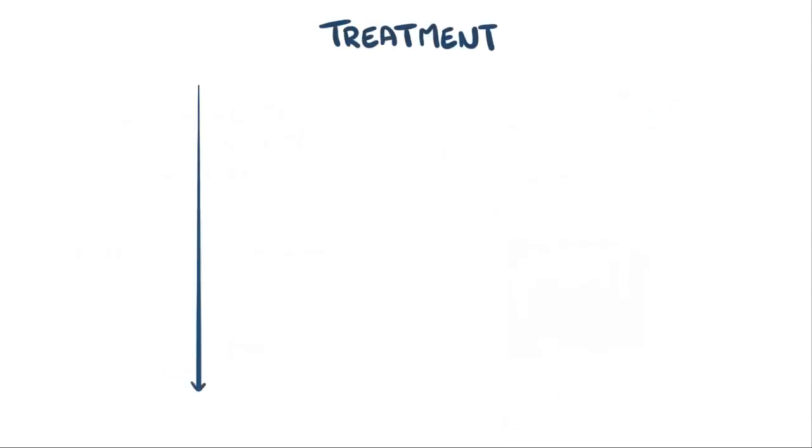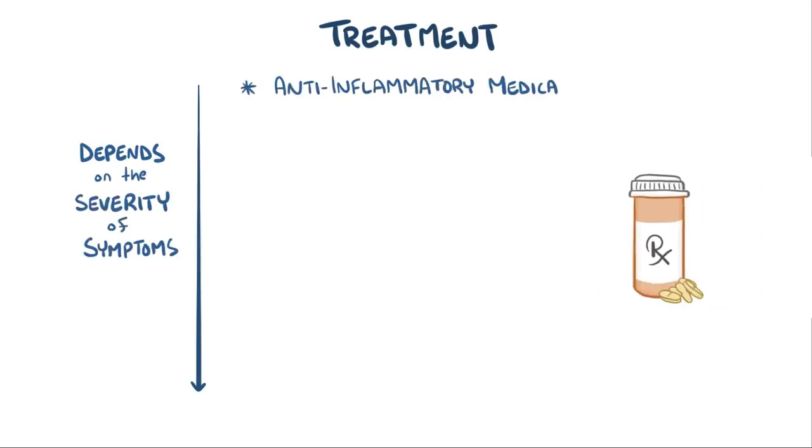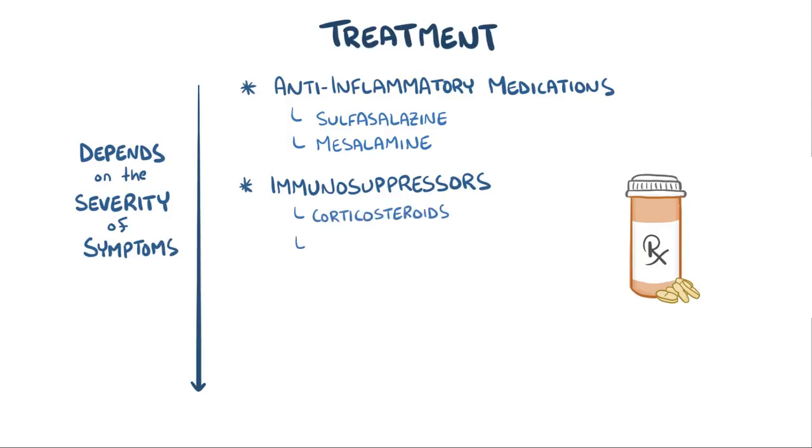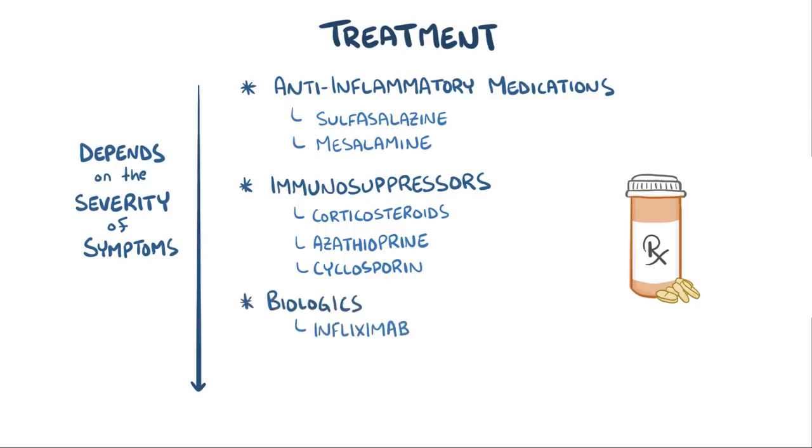Treatment for ulcerative colitis depends on the severity of the symptoms. Often anti-inflammatory medications like sulfasalazine or mesalamine are given. In more severe cases, drugs that suppress the immune system like corticosteroids, azathioprine, or cyclosporine might be prescribed. If those fail, biological treatments like infliximab, which is a TNF inhibitor, adalimumab, and golimumab can be used.